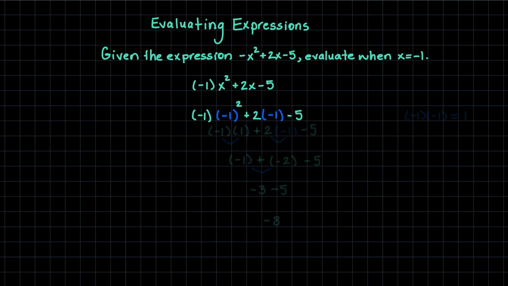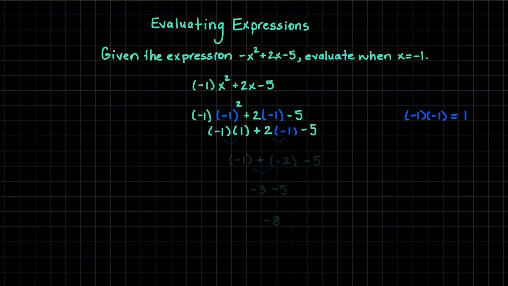Now we move to exponents. Negative 1 squared. Remember, negative 1 squared is negative 1 times negative 1, which is positive 1. So now we have negative 1 times 1 plus 2 times negative 1 minus 5. Okay, we've taken care of all the exponents.